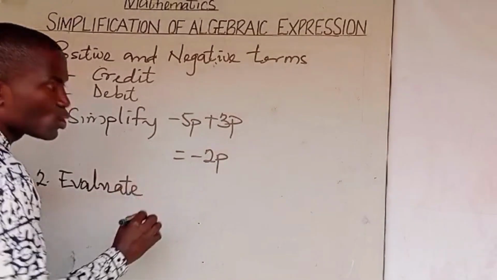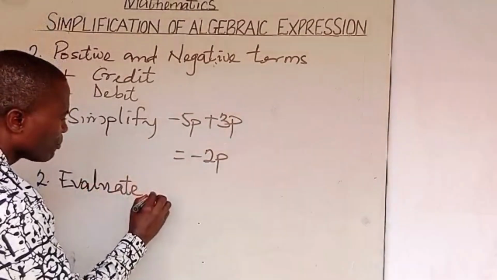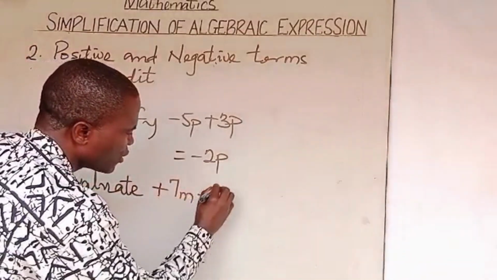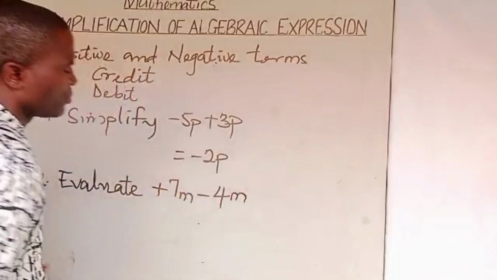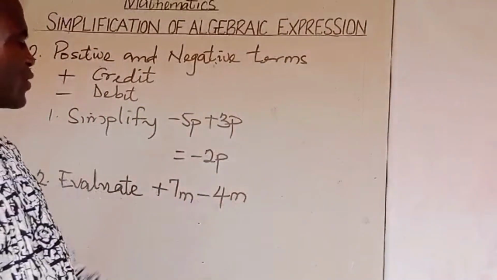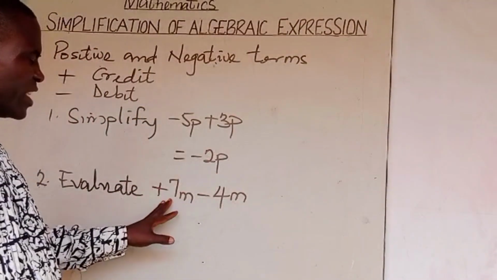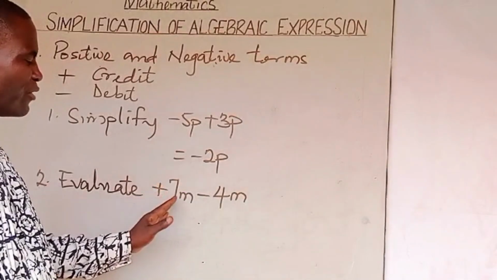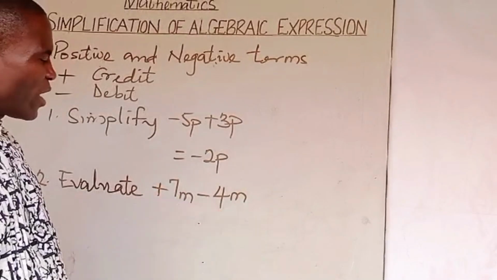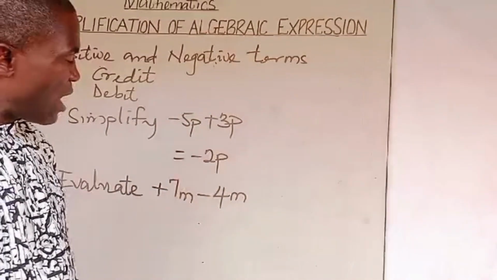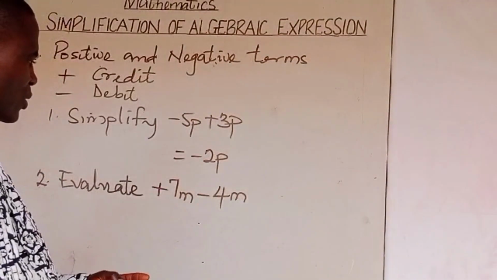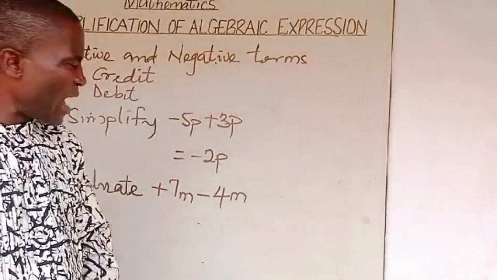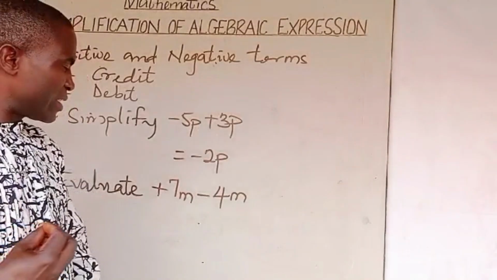You can be asked to evaluate plus 7m minus 4m. Plus 7m minus 4m. This one symbolizes that you have 7m with you and you are owing 4m. So when the person you are owing that amount of money comes, you will dip your hand confidently into your pocket and bring out the 7 that is inside your pocket.